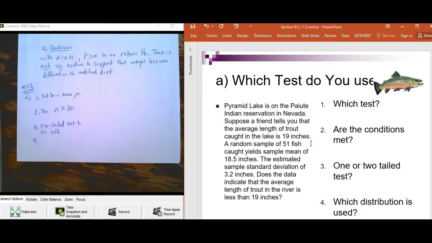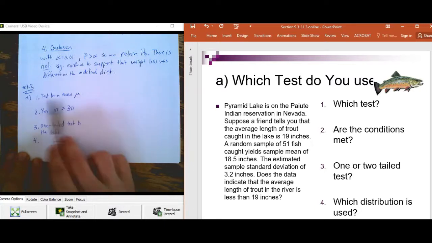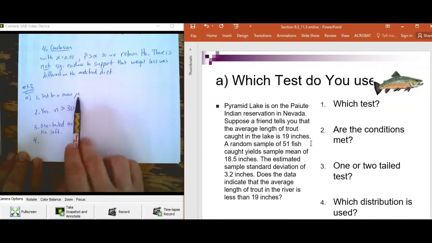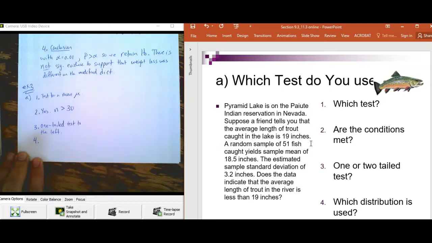Well, recall that to determine that, for the test for the mean we need to know if sigma is known. Is sigma known here? Let's go through it. We know that the population average is 19, the sample mean is 18.5, and the sample standard deviation is 3.2. So we do not know sigma. Sigma is unknown.